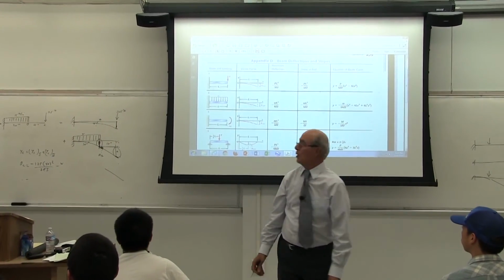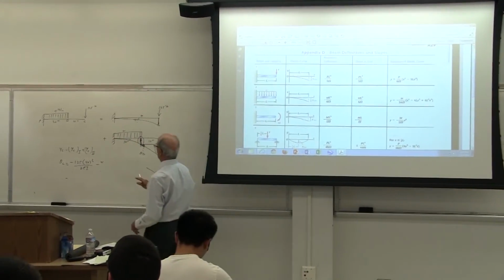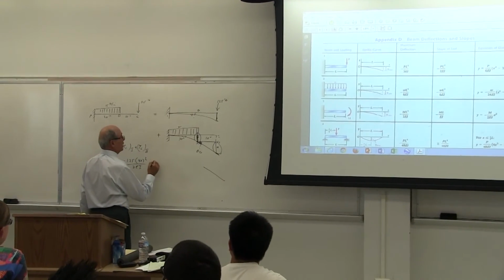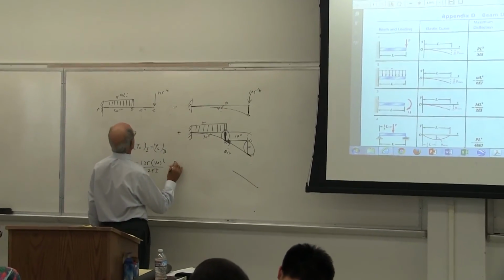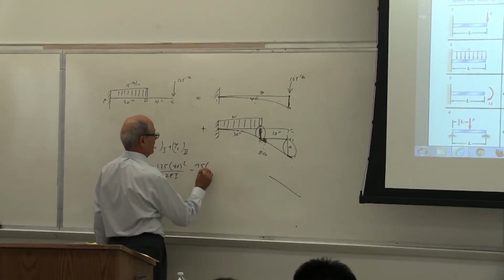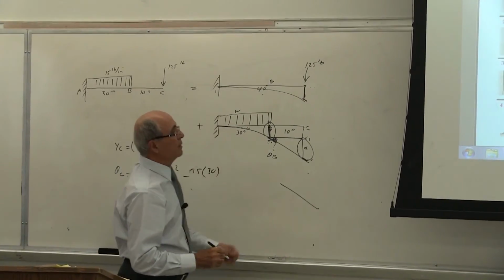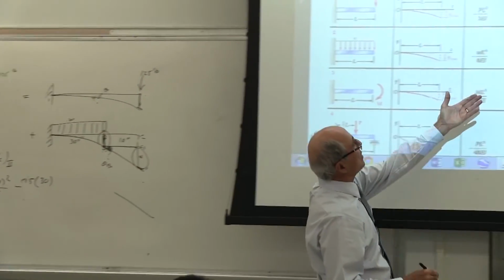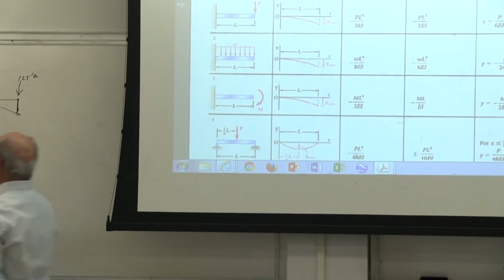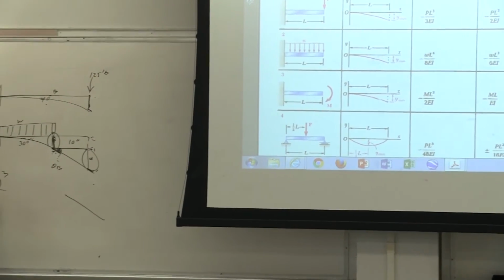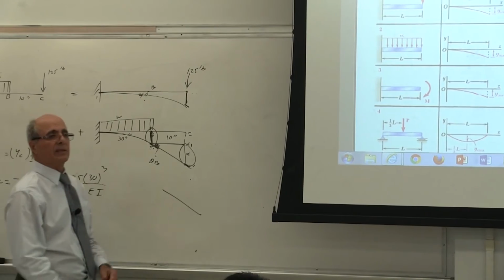We already did it before. This is minus 50, or what? 15, I'm sorry. 15, 30 to the power of 3 divided by 6 EI. And that's the answer. That's the theta.